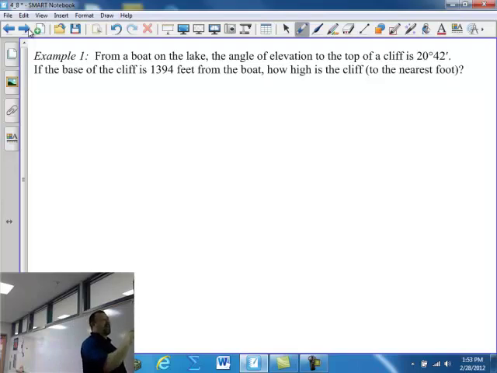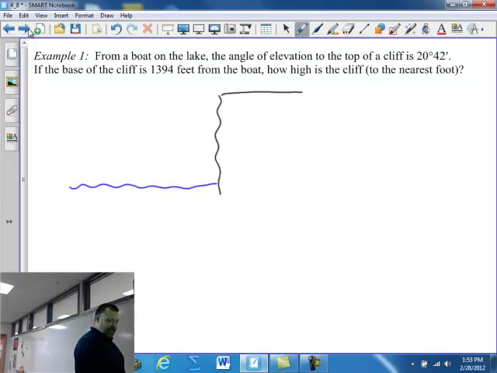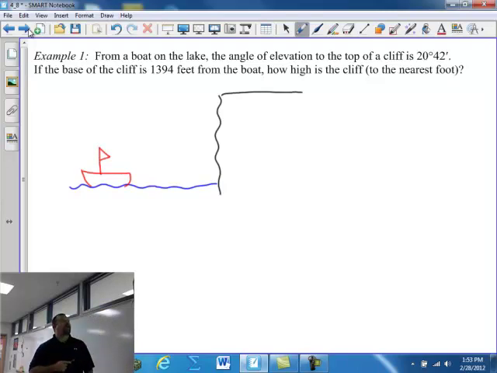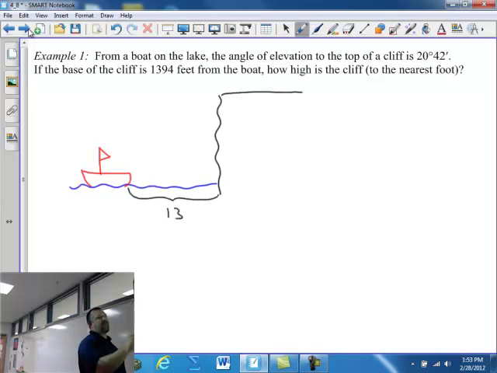All right, so we have a boat on a lake. So here's the lake. And then we have a cliff, and a red boat. The base of the cliff is 1,394 feet from the boat, so this distance here is 1,394 feet. We're interested in how high the cliff is, so we need a variable. Let's call it x, or you can call it h for height.